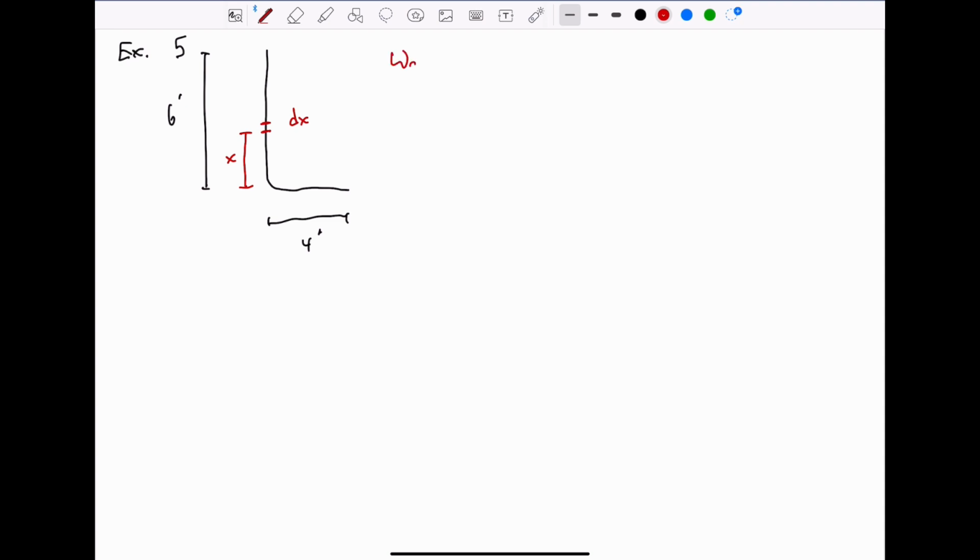So we set up this expression. The amount of work for a slice, we'll call that dW, some small amount of work. This is force times distance. Distance is x, that's how far the slice has been moved. And once again, force is the weight of the slice. Now, we want to keep track of units here. Right now, we're measuring dx, that's a distance. This is in feet.